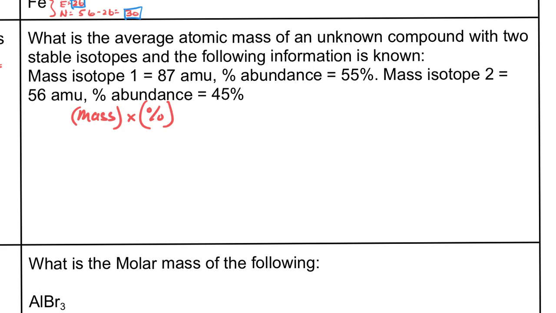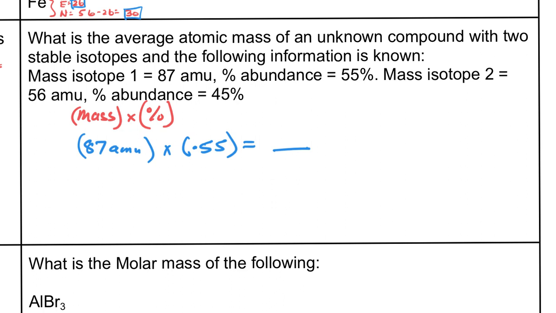We'll take the mass of the first isotope, that's 87. So I'll write here 87 AMUs. And we're going to multiply that by the percent abundance, which is 55. If it's 55 divided by 100, that'll be 0.55. And so that'll be 0.55. That'll give us a number. We'll calculate that number in a second.